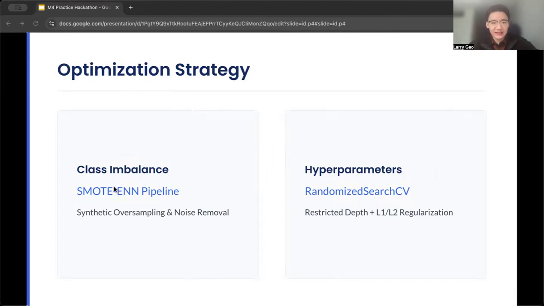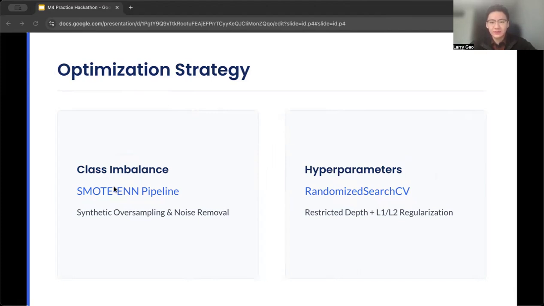So, to handle the class imbalance, we initially tried simple class weighting, but it was insufficient. We transitioned to using SMOTE-ENN. Unlike the standard SMOTE, SMOTE-ENN generates synthetic samples for the minority class and actively removes the noisy overlaps between the classes, which created a crystal clear decision boundary.